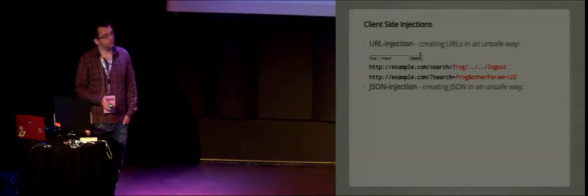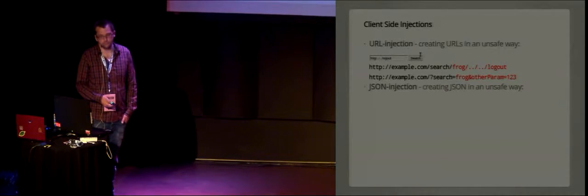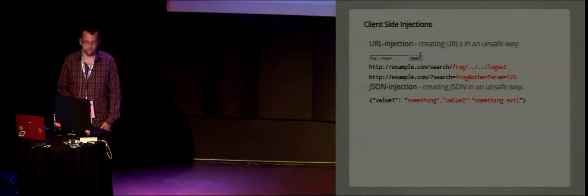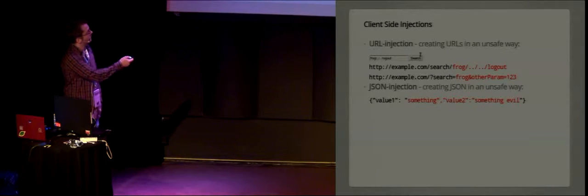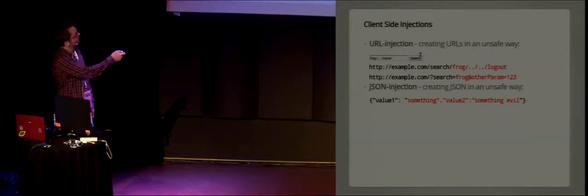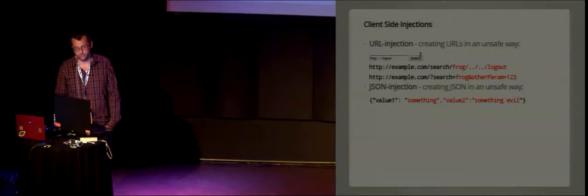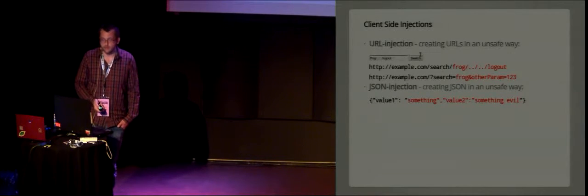JSON injection: if you're not properly building your JSON, if you're doing string concatenation, which you shouldn't, we could do something like this, add a new value, because we just get out of this one using a quote and then open up a new one and add something new. So do JSON properly.